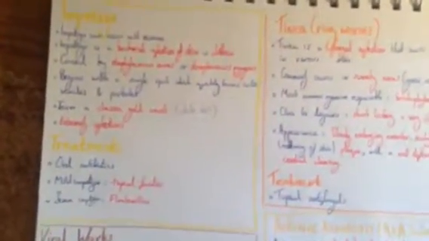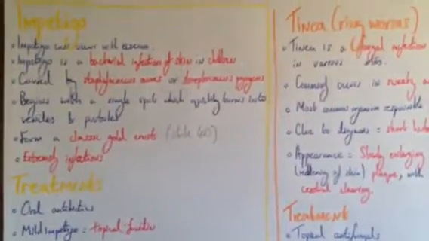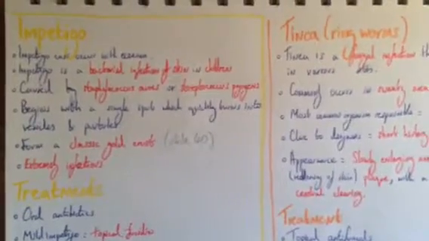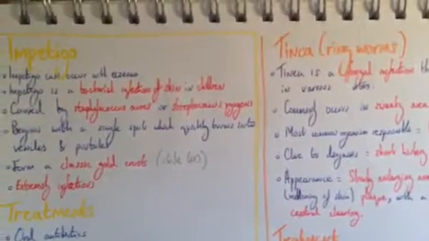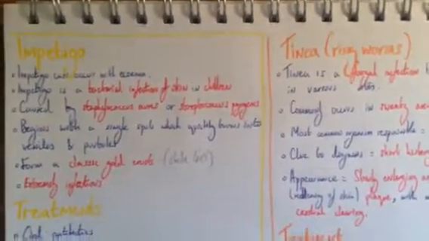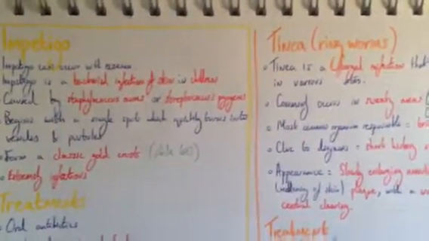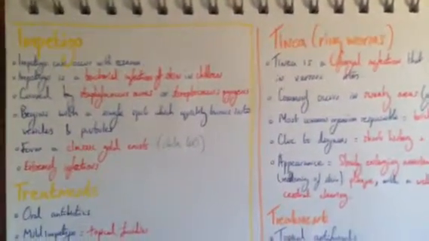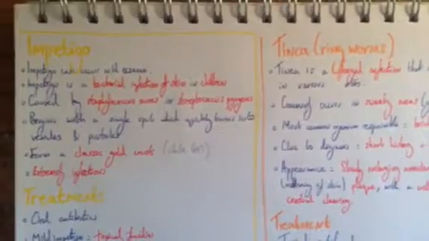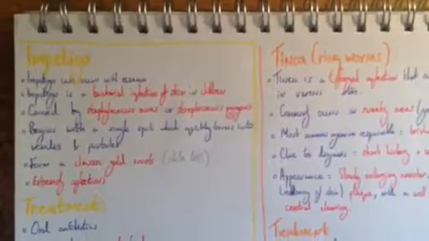Anyway, we'll move on to impetigo. Impetigo can occur with eczema. Impetigo is a bacterial infection of the skin in children. It's caused by Staphylococcus aureus or Streptococcus pyogenes. It begins with a single spot which quickly turns into vesicles and pustules. It forms a classic gold crust and is extremely infectious.